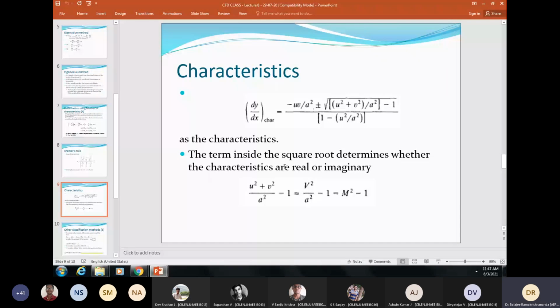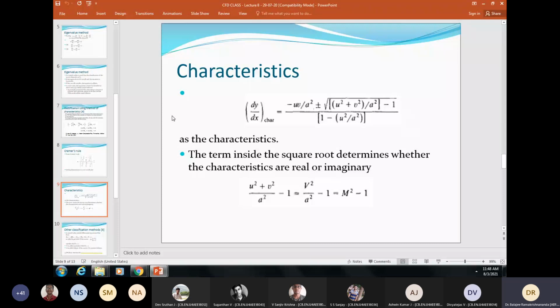So now this says that the slope of these lines is equal to something. dy over dx is the slope of a straight line, the slope of any curve at a point x comma y. This just states that if the slope of the curve is equal to this value, then it's a characteristic.